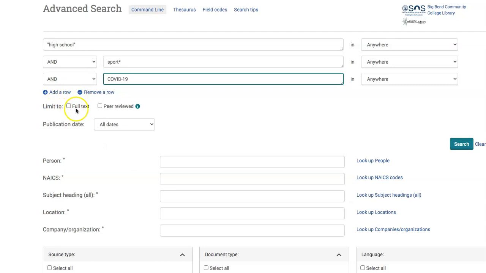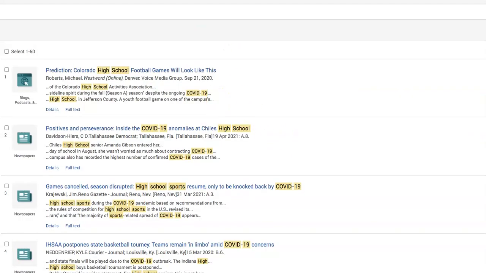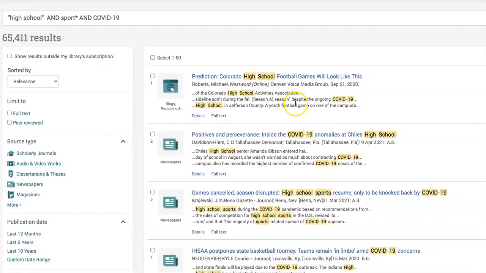You can search just full text and peer-reviewed, but I'm still in my research process, when I'm just kind of making sure, going through some titles and a little bit of explanation, that there's going to be enough research for what I'm working on, and picking up some other keywords, because I don't need 65,000 pieces.